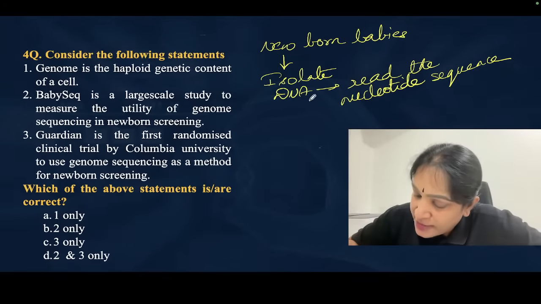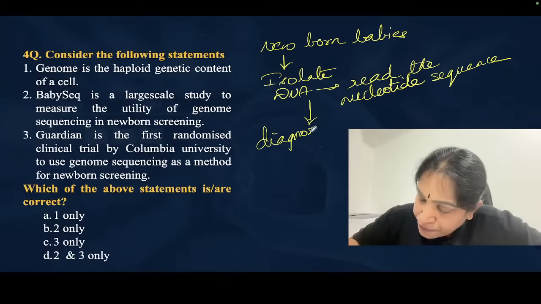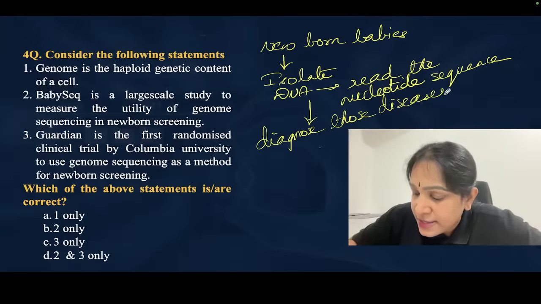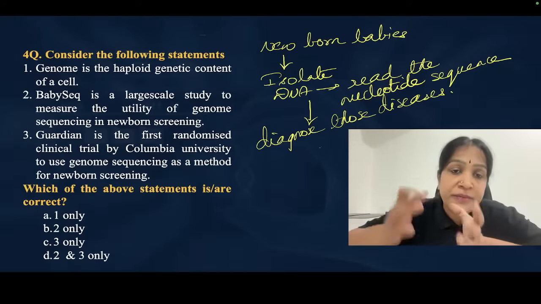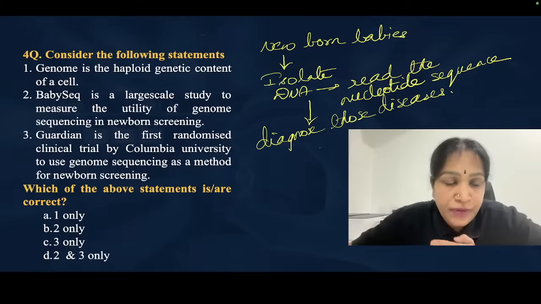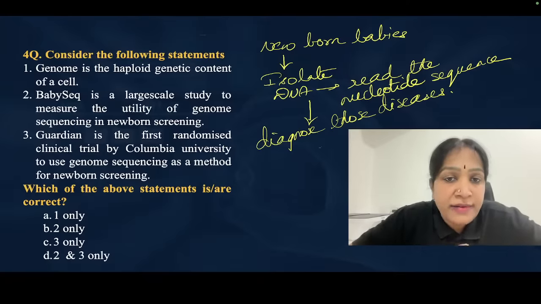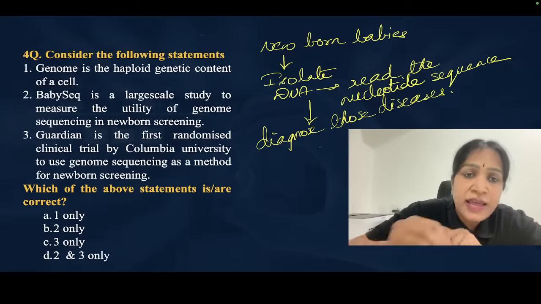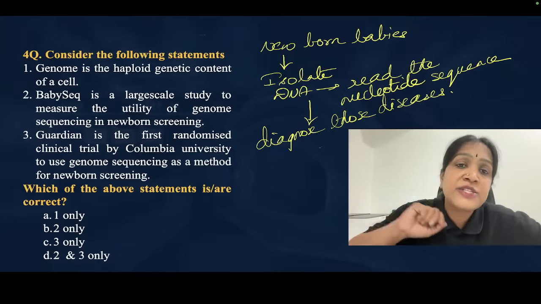If we do like this, what is the advantage? We can diagnose those diseases that cannot be diagnosed by regular methods. That means the methods that we are already using. If you observe, whenever a baby is just born, the pediatrician will do some testing, like physical examination or some blood tests, basic tests. Why? To know whether the baby is having any genetic diseases.